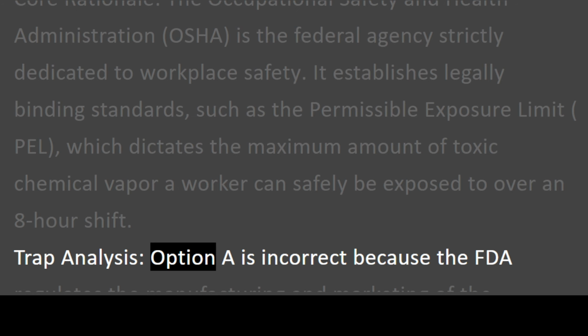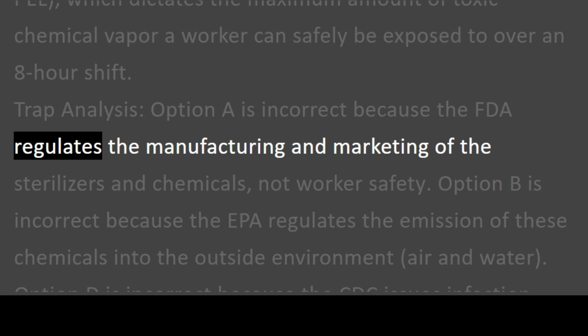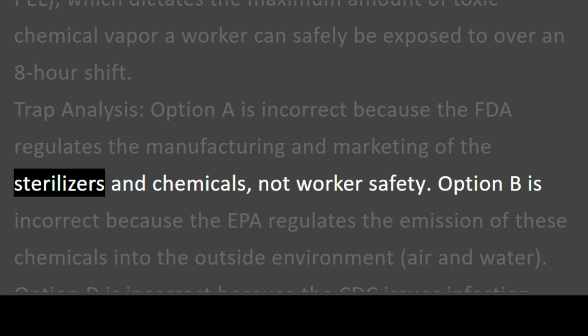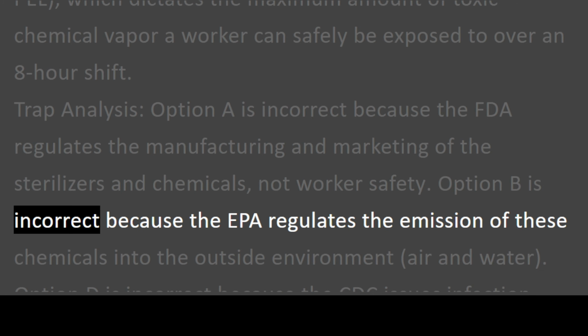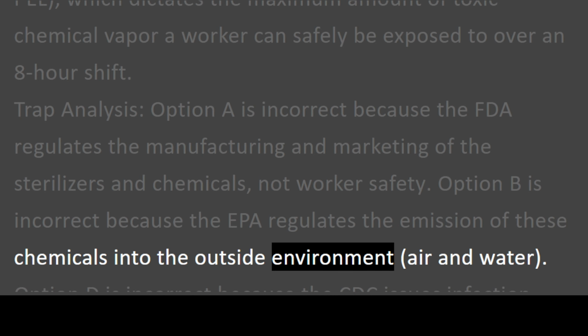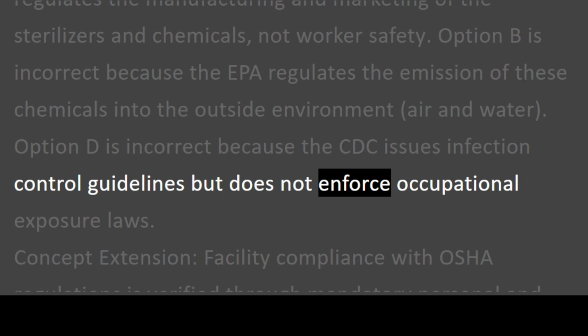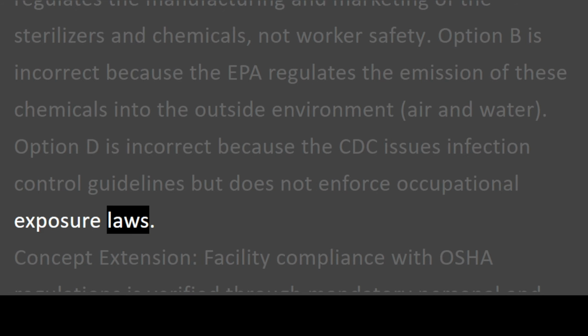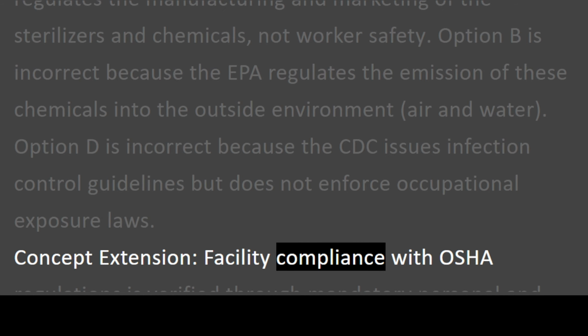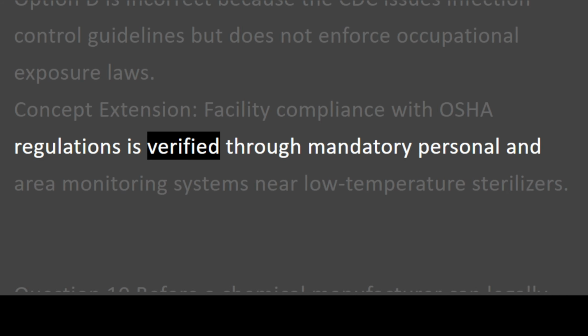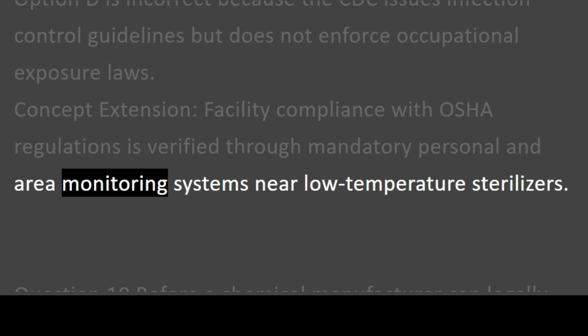Trap analysis. Option A is incorrect because the FDA regulates the manufacturing and marketing of the sterilizers and chemicals, not worker safety. Option B is incorrect because the EPA regulates the emission of these chemicals into the outside environment, air and water. Option D is incorrect because the CDC issues infection control guidelines but does not enforce occupational exposure laws. Concept extension. Facility compliance with OSHA regulations is verified through mandatory personal and area monitoring systems near low-temperature sterilizers.